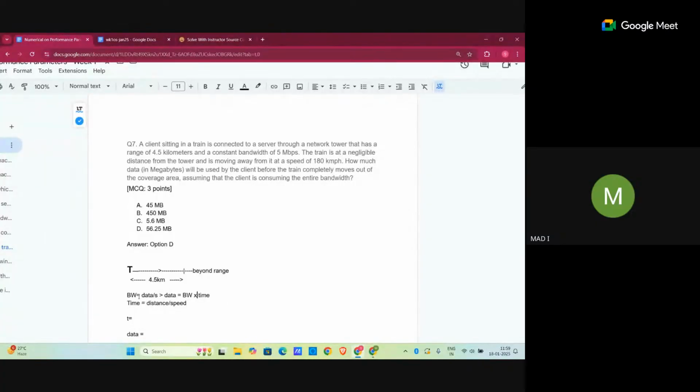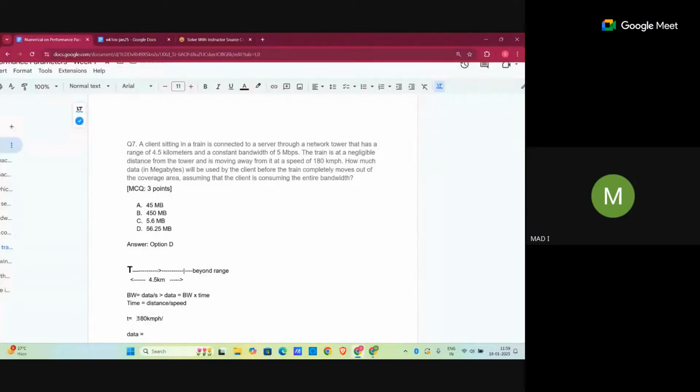So first, bandwidth is equal to data per second, data transferred per second. So from that, data is equal to bandwidth into time. We have the bandwidth. Now we want time. So what is time? Time is equal to distance by speed. The train has a speed of 180 kilometers per hour. From that we can calculate time.